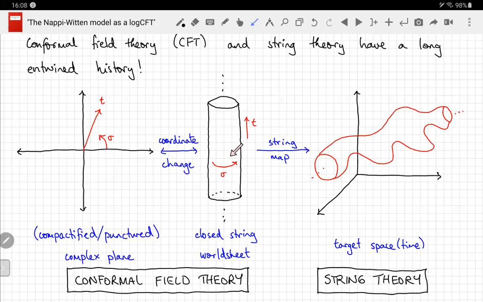So the periodic spatial coordinate on the cylinder gets mapped to the angular coordinate in the complex plane, and our good friend time gets mapped to the radial coordinate. And so conformal field theory mostly takes place over here.